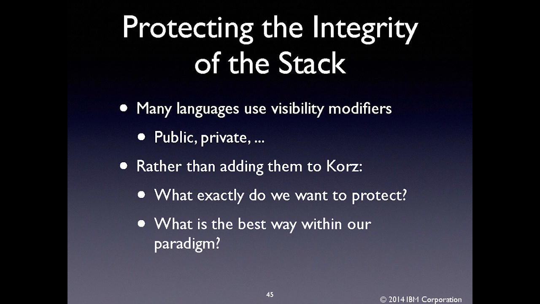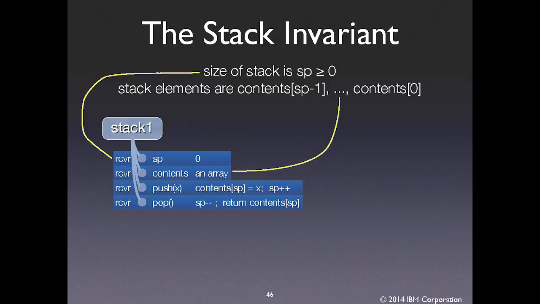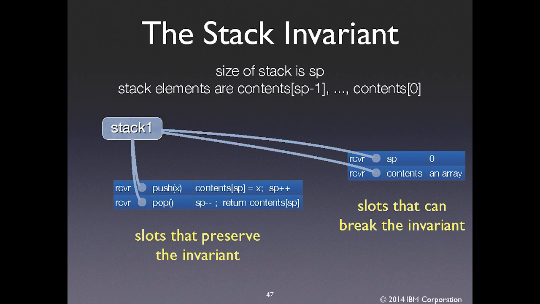Most languages introduce public, private, friend, this, that, or the other. We don't have to do that with this model. Let's think about what we really want to protect. Well, one way to think of it is the classical stack invariant, what the size of the stack is, and the elements. You guys all know this stuff. So I'm going to just graphically separate the slots. These over here are the ones that we don't mess with from outside, otherwise the invariant breaks. These could break it. These there have been carefully programmed to maintain the invariant.